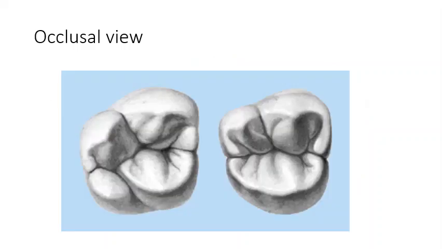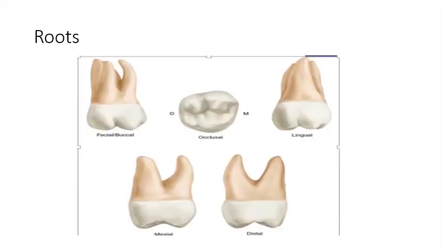Here we can see the occlusal morphology of the heart-shaped and of the rhomboidal shape. Rhomboidal shape and heart shape, where the heart shape has more supplementary grooves than the rhomboidal one. Okay. So now we will study the roots.